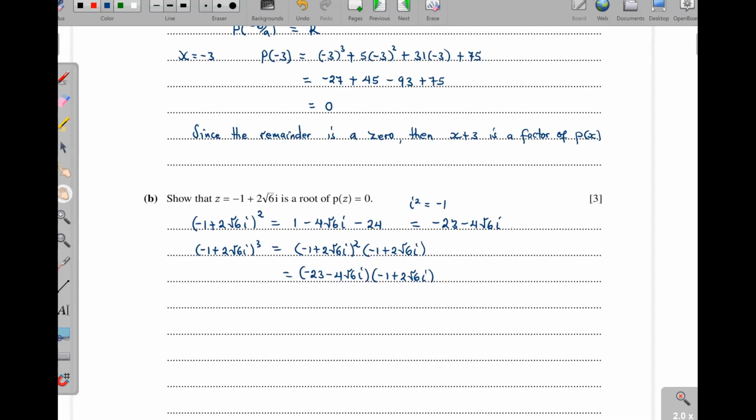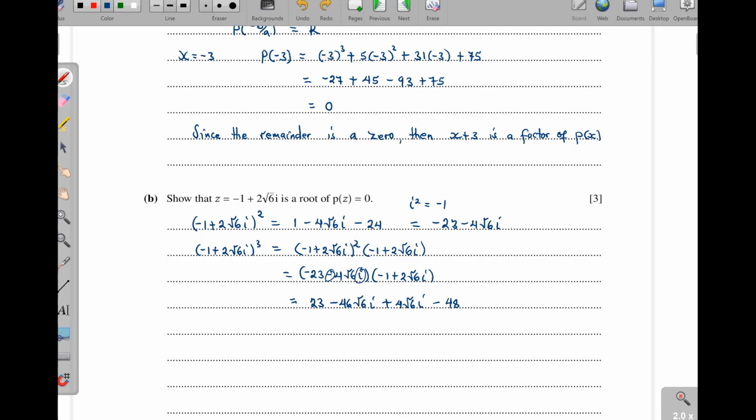Now we open the brackets to see what we get here. So what shall we get? This times this, we shall get a positive 23. Then this times the 2, that will be a 46, then root of 6 i. This times that, we shall get a positive 4 root of 6 i. And then this times this, we shall get 4 times 2, that is 8. Then root of 6 times root of 6, that will be a 6. So 6 times 8, that one gives us 48. Are we there? Now this is a negative times a positive, so you get a negative.